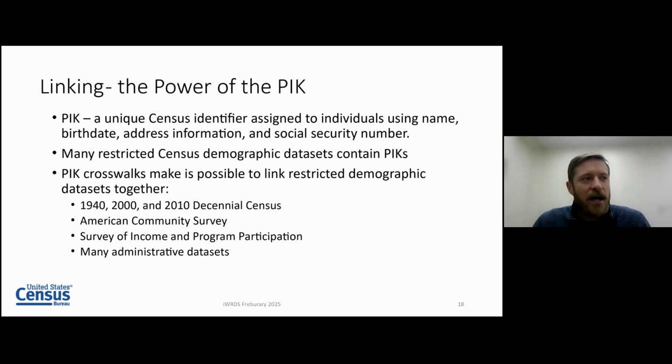A little bit more information about the PIK and how you can achieve these linkages. So the PIK is a unique census identifier. We attach it to all individuals that appear in census surveys using personal information that is then scrubbed from the files that are available to researchers. Many of the census demographic data contain this PIK, as well as partner agencies have submitted their data for being PIKed as well. So this PIK acts sort of like a social security number that is consistent across all surveys. So as an individual appears in the decennial census, the ACS, the master address file, the person can be linked through all these records.